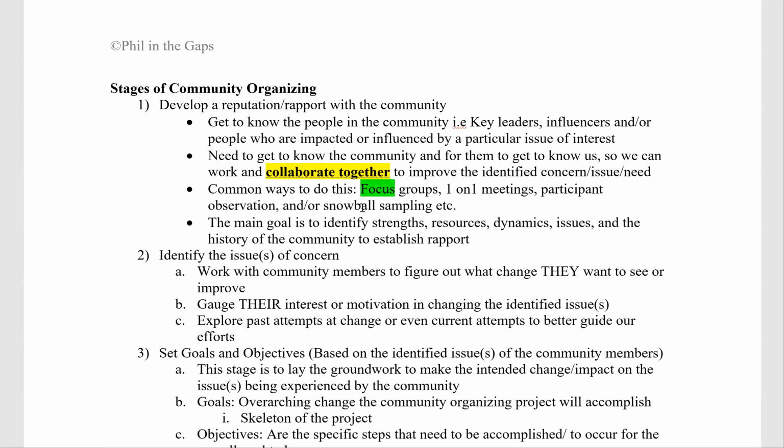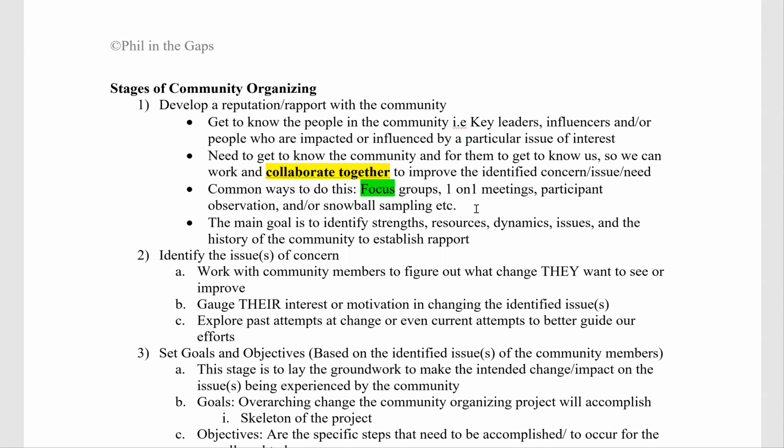Another one is participant observation. An easy way to remember participant observation is you become a participant in that particular community to get directly impacted by the issue at hand in order to understand what are ways that you can improve the situation. And as I kind of planted the seed before, snowball sampling.